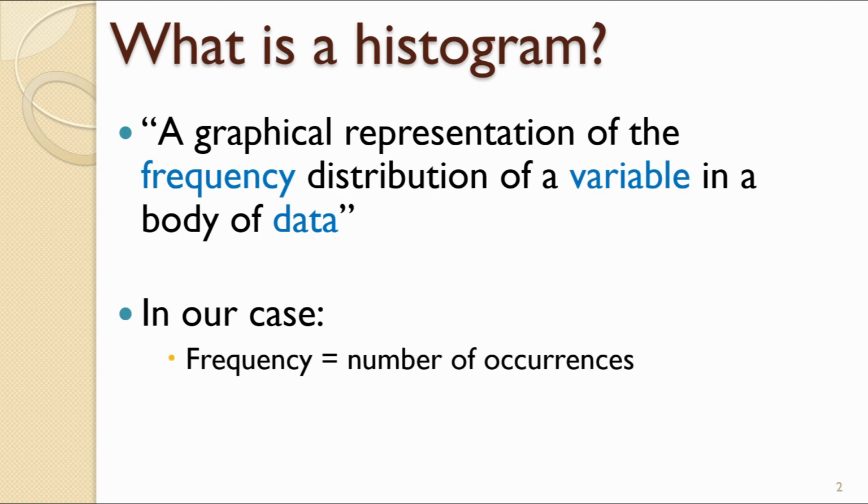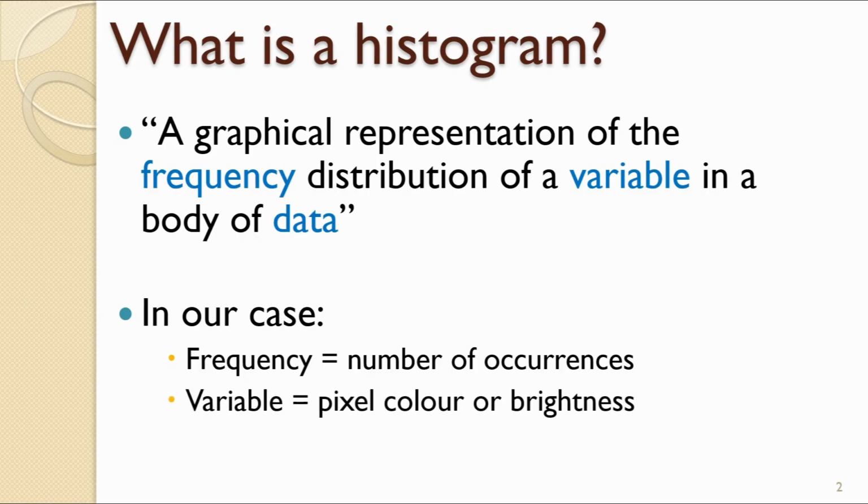Frequency is the number of times the parameter of interest is occurring in your image. The variable in particular we're looking at is the pixel brightness or color value. And the data set we're talking about is the image itself and all of the pixels it contains.